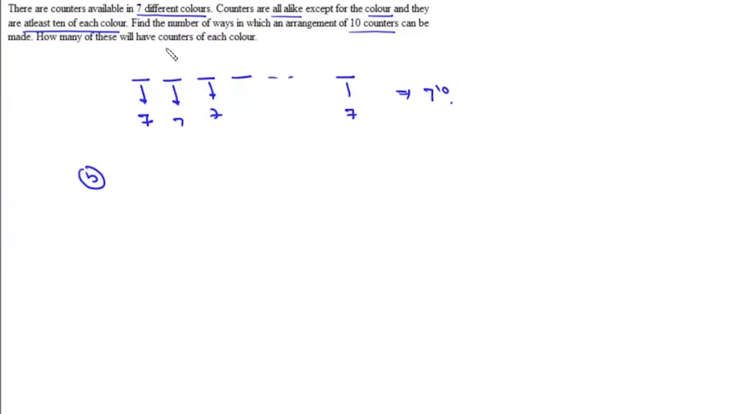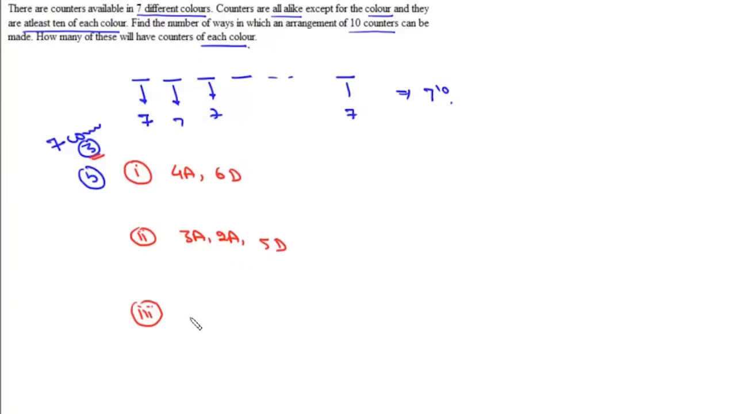Now this part B is how many of these will have counters of each color. That means it should have 7 counters of different color, and then we are left with 3 other counters. Now we'll consider all the possibilities. The first possibility is when all these 3 counters are of same color as any one counter. So there will be these 4 alike and 6 distinct. Now this 3 is 2 plus 1. In that case we'll have 3 alike, 2 alike and 5 distinct. And this third case, when it is 1, 1 and 1, then we'll have 2 alike, 2 alike, 2 alike and 4 distinct counters.